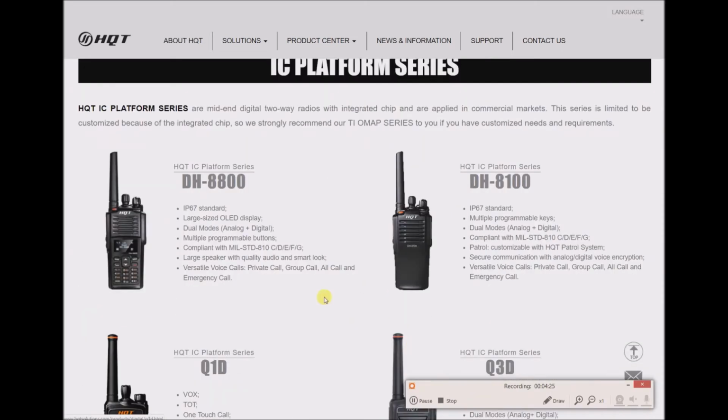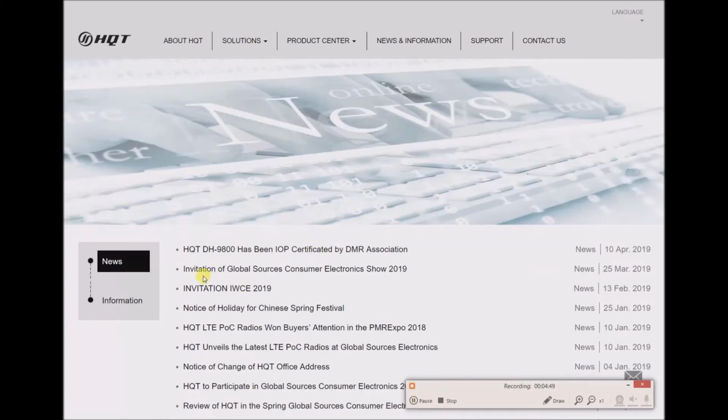And here's some of the handheld commercial radios. What are they calling them? HQT IC platform series are mid-end digital two-way radios with integrated chip and are applied in commercial markets. This series is limited to be customized because of the integrated chip, so we strongly recommend our TI OMAP series to you if you have customized needs and requirements. Pretty cool. Here's the news section of the website.